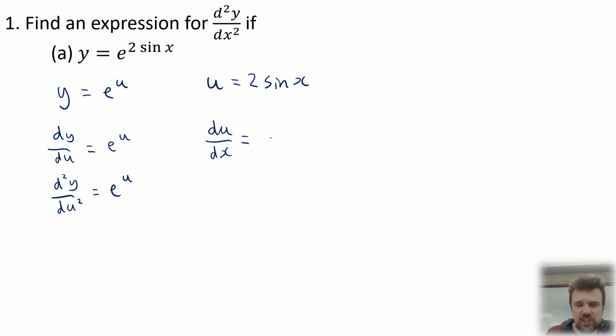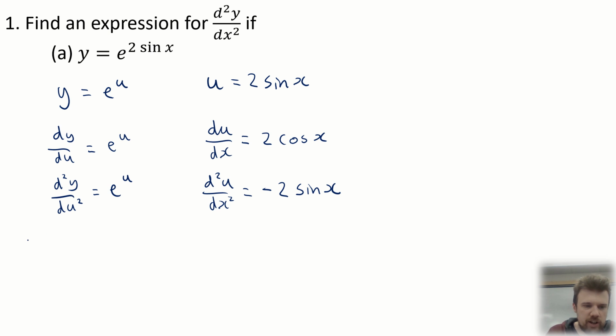Anyway, 2 sine x, of course, sine will differentiate to a cos, and we're going to have that 2 out the front still. And then watch out, cos differentiates to a minus sine. So we've got minus 2 sine of x. Brilliant. Now we've got all the pieces.